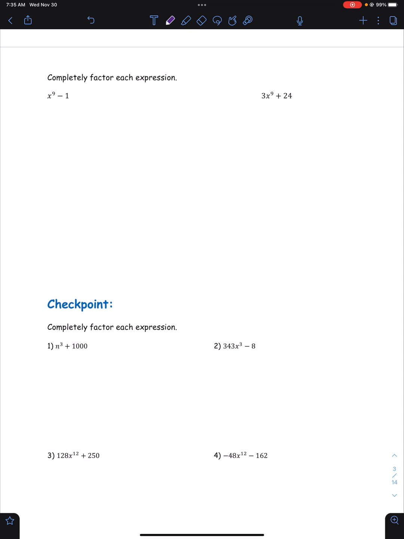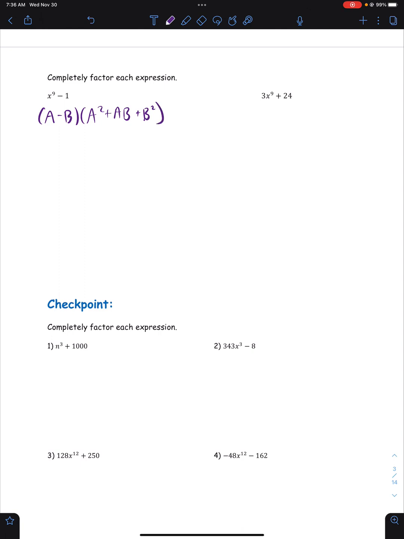So the first one, this is still a difference of two perfect cubes because x to the 9th is a perfect cube. The exponent's a multiple of 3. And 1 is a perfect cube, 1 times 1 times 1. So we can do a minus b, a squared, plus ab, plus b squared.